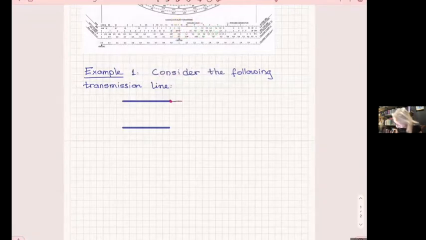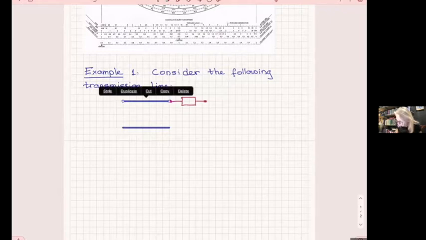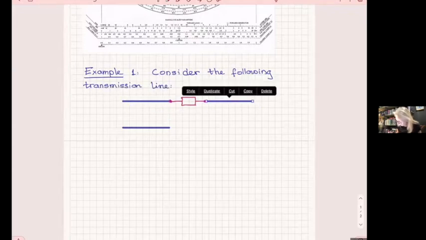in series. That's impedance 1. And then it has another section of the line. And then here, just to see that the line is the two wires running in parallel, usually I will do this.